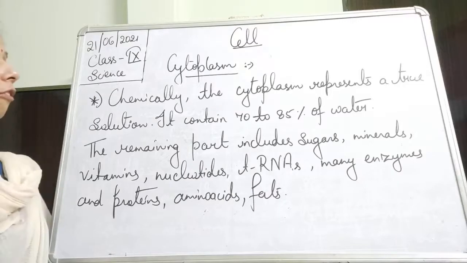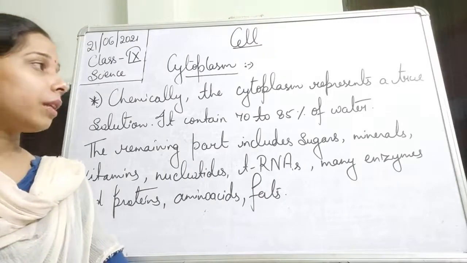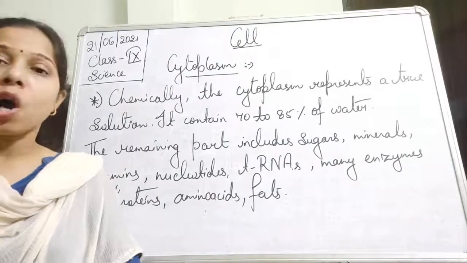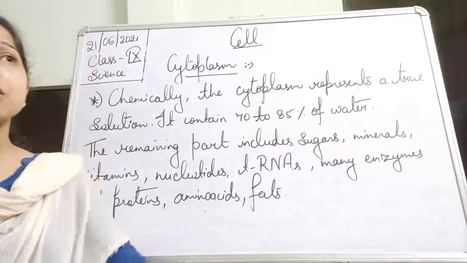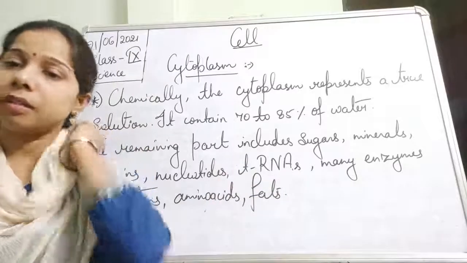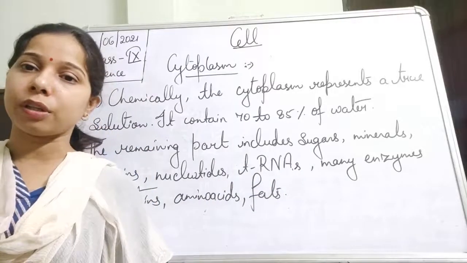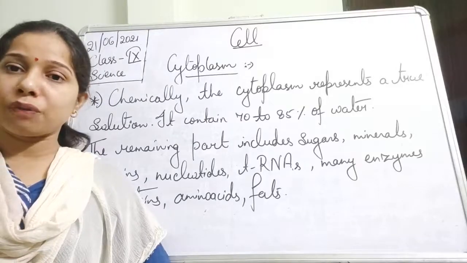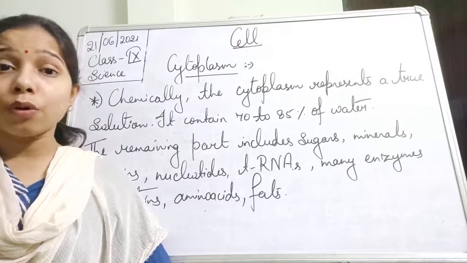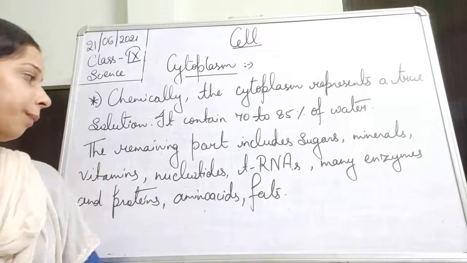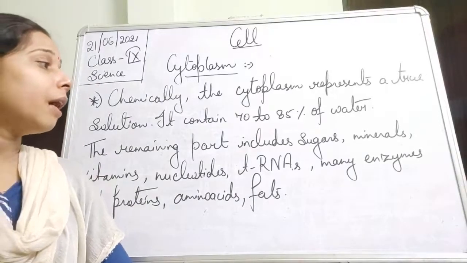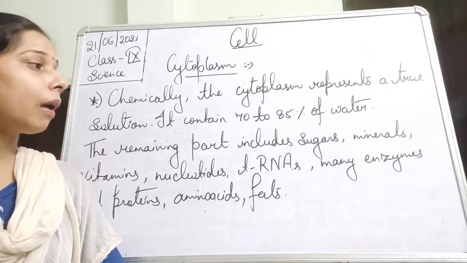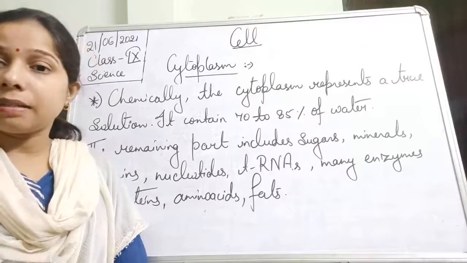So basically, when we look chemically at the cytoplasm, it is like a true solution. How, student? Because most of the cytoplasm is filled with water. How much percentage of the cytoplasm is filled with water? About 70 to 85% of the cytoplasm is filled with water. Second, when we look at the other part, the remaining part includes sugar.